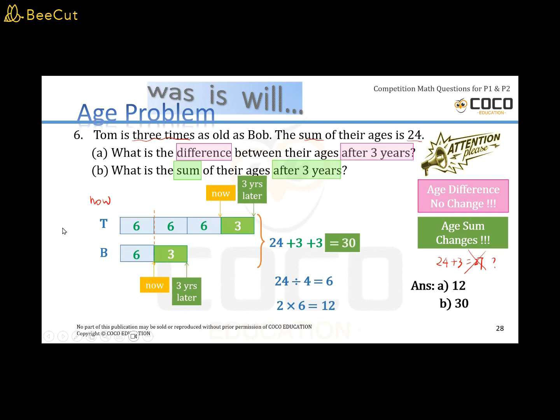In today's lesson, we talk about some basic concept in age problem. Next lesson, you will see more SASMO questions.